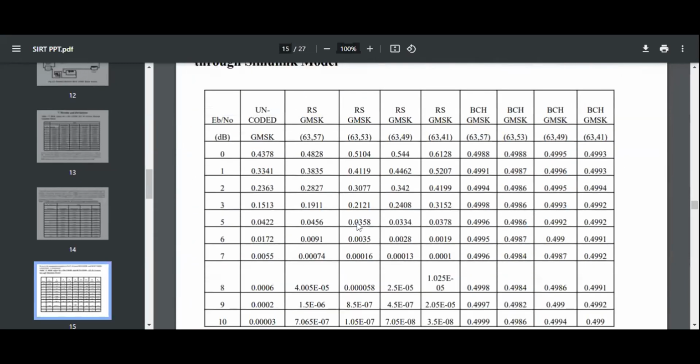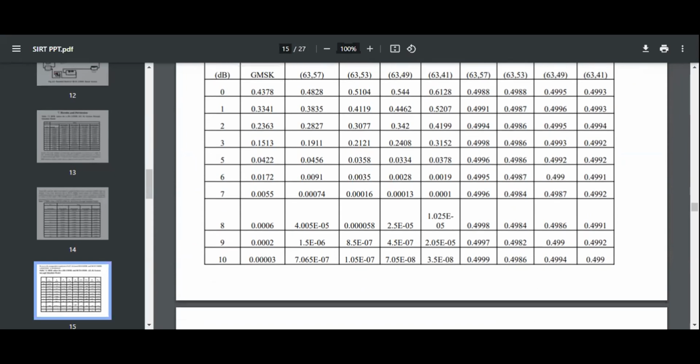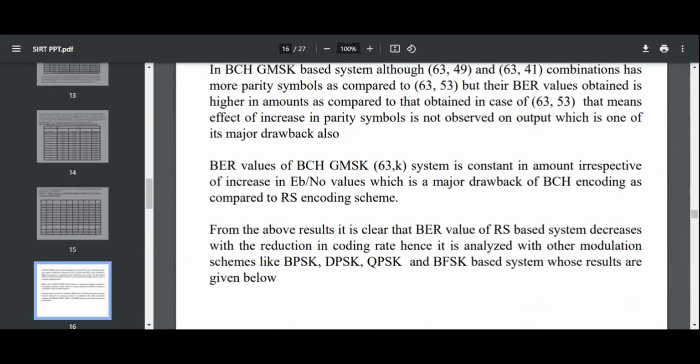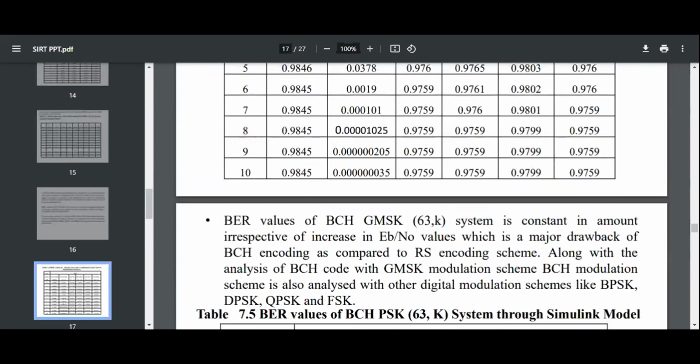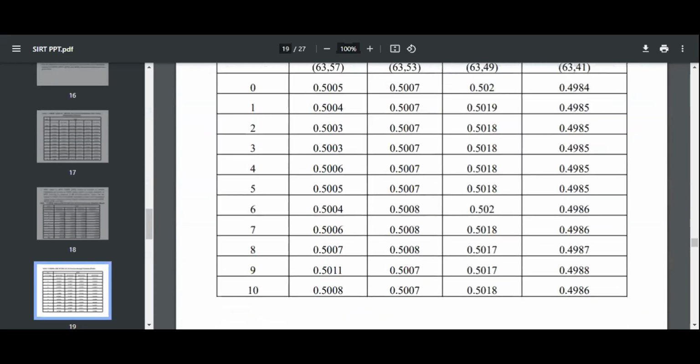Likewise, I have given a comparative chart between RS and BCH. When you see the increase in SNR, the values of BER are reducing. It is even going up to 10 to the power minus 7. But here you will see everything to be constant. BER is not getting improved. This is the biggest flaw of BCH code. So basically, this was the work that we wanted to present. And likewise, with other modulation schemes, I have analyzed the things further.